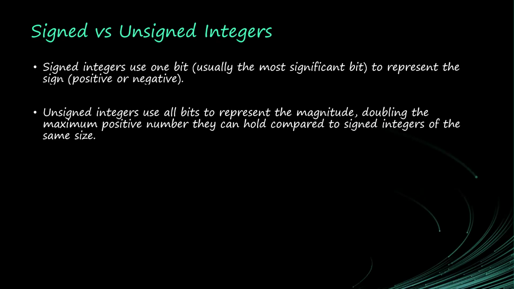1 of the bits will be used to represent the sign, whether positive or negative, while the remaining 7 bits will be used to represent the magnitude of the value. But for the unsigned, since we are not considering any negative or positive numbers, all the 8 bits will be used to represent that particular value.